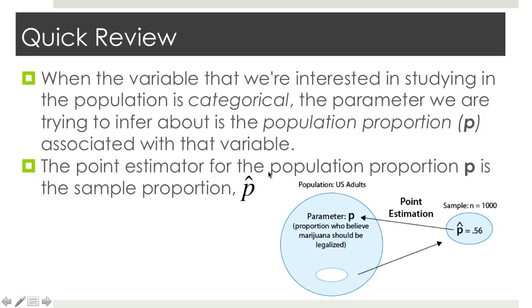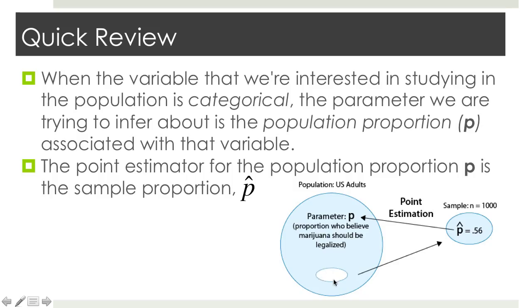So when the variable that we're interested in studying is in fact categorical, then the parameter that we are trying to infer about is now the population proportion rather than the population mean. We've seen before that the point estimator for the population proportion P is what we call the sample proportion, or P hat. So we're in that scenario again where we have a population, represented by this large circle, and we would like to know about the population proportion P, which we may not know.